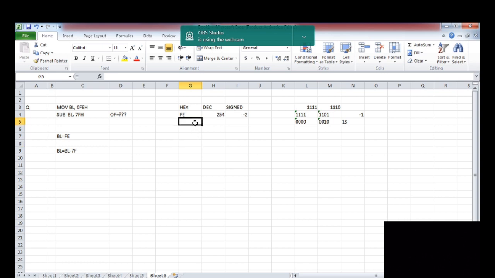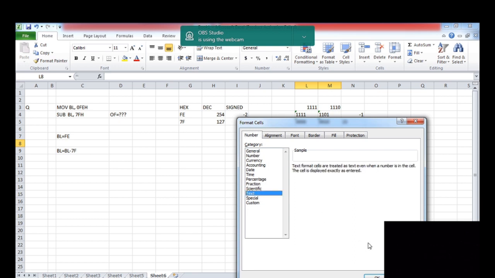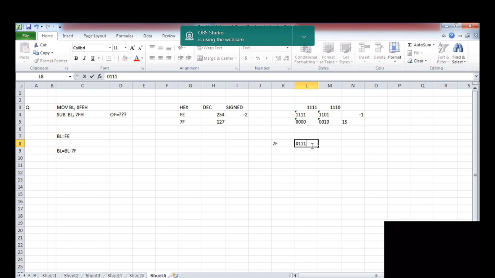Then what is this 7F? It is 127. See the pattern of 7F: 0111 1111. The sign bit is 0, so this is a positive number.